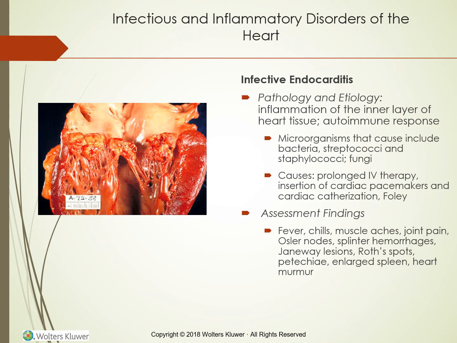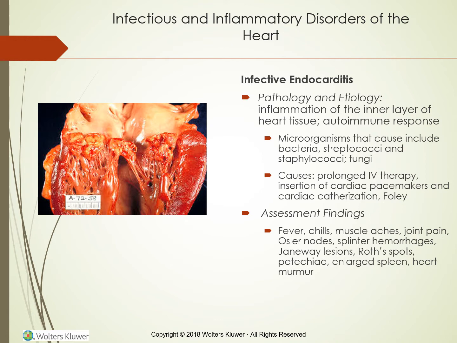Black longitudinal lines called splinter hemorrhages can be seen in the nails. There may be small, painless, red-blue macular lesions known as Janeway lesions on the palms of the hands and soles of the feet. Roth's spots, white areas in the retina surrounded by areas of hemorrhage, may be detected. The spleen may be enlarged and tenderness may be noted on abdominal palpation. A heart murmur may be present from malfunctioning valves.